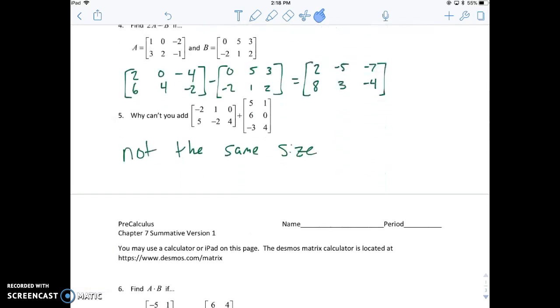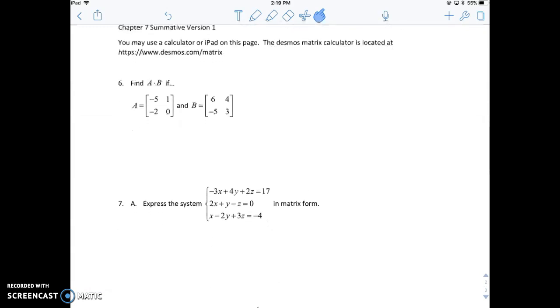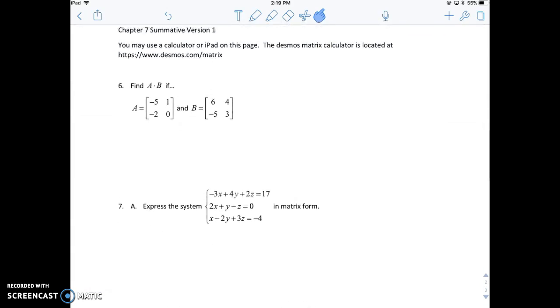We'll move on to the back side with question number 6. It says you may use a calculator or iPad on this page. The Desmos Matrix Calculator is located at desmos.com/matrix, which means that for multiplication you may use the Desmos calculator for that.